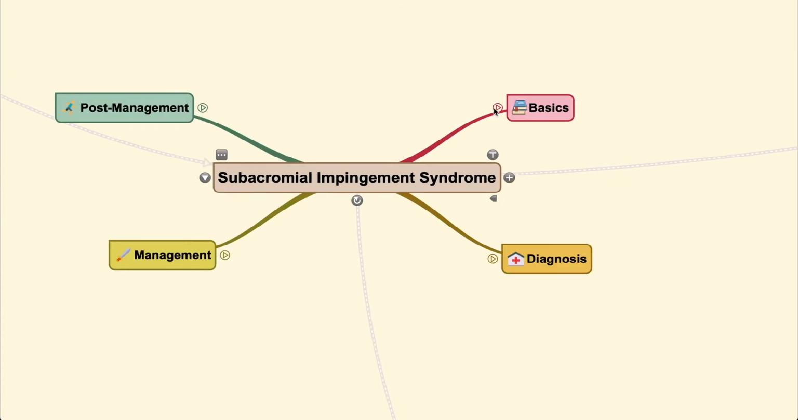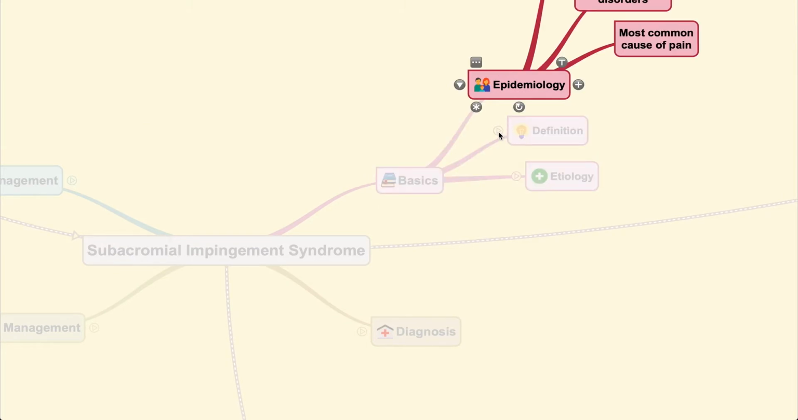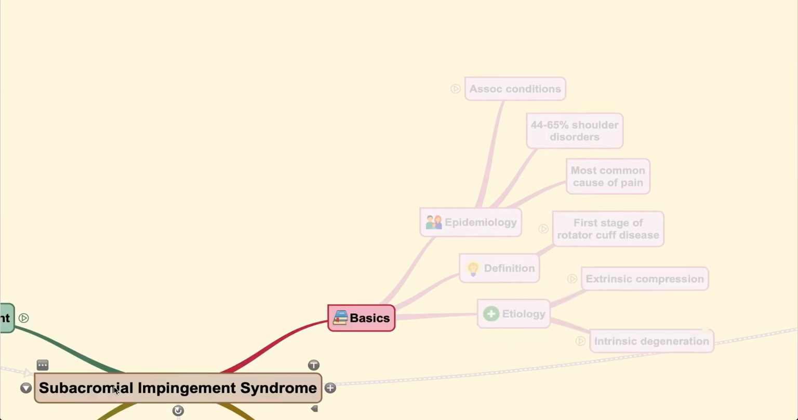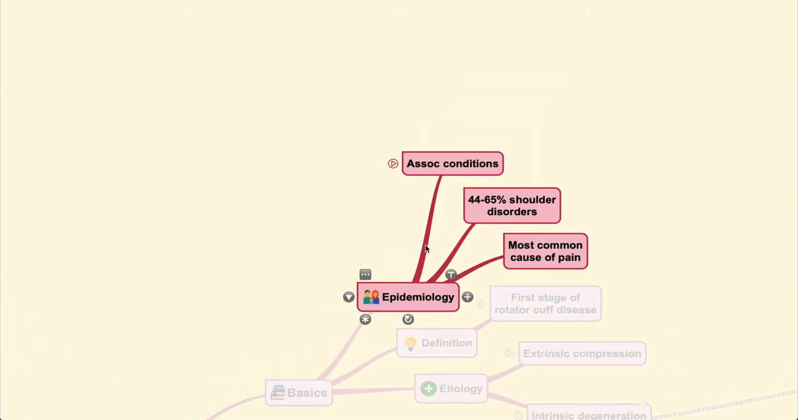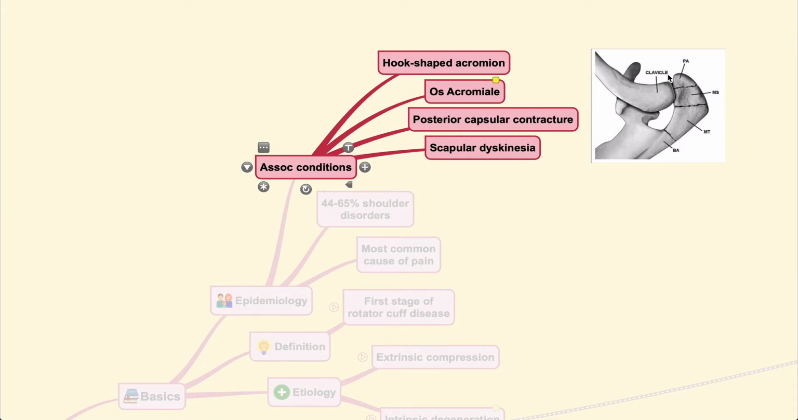Now, basically this condition, as in any impingement, is caused by narrowing of the space beneath the acromion. So epidemiologically, this condition may be associated with an abnormality in the anatomy. There will be a hook-shaped acromion. There could also be an os acromiale, which is the failure of fusion between these three centers of ossification.